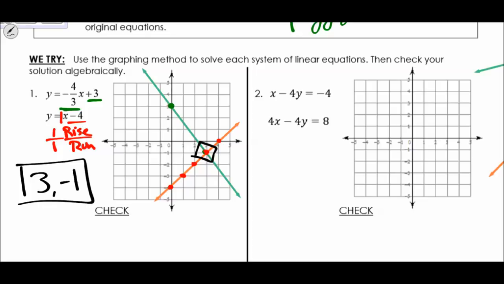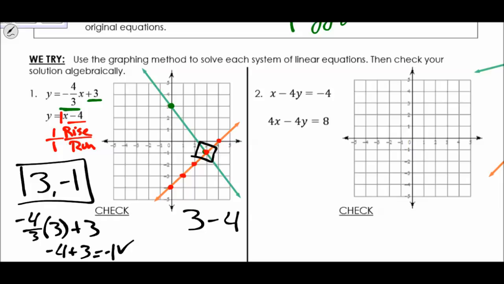Now I'm going to check to make sure that that actually is on both these lines. So I'm going to plug in 3 for x, so -4/3 times 3 plus 3, and I hope that equals -1. -4/3 times 3 is -4 plus 3. That equals -1, so that one's good. And then one more time, plug in 3 in that second equation, 3 minus 4, that's also -1. So that is a solution to both the equations, and it's a solution to the system of equations.